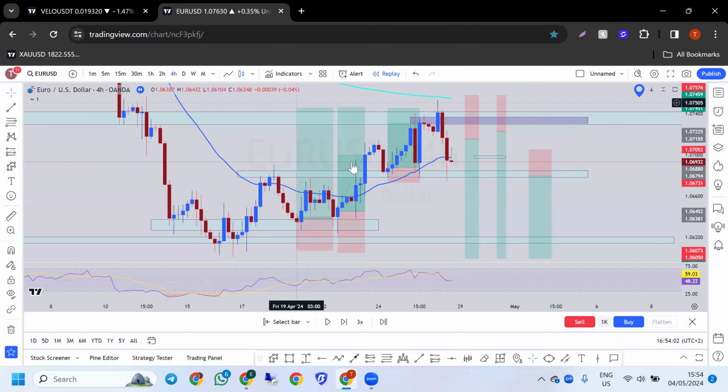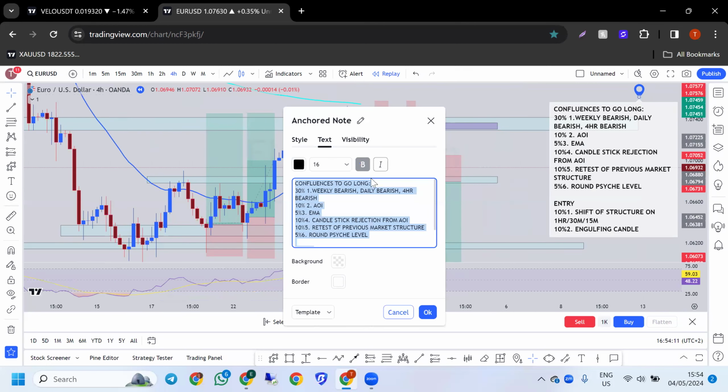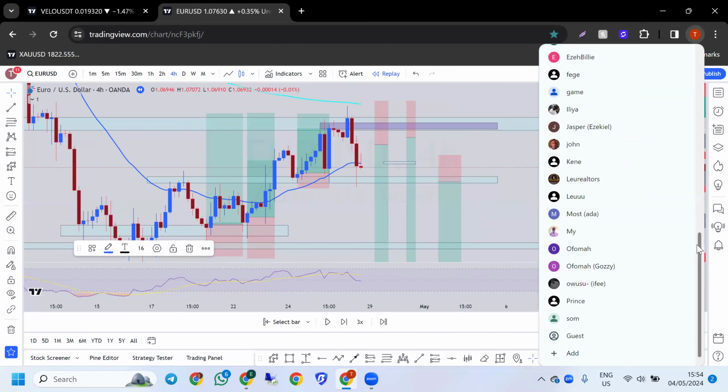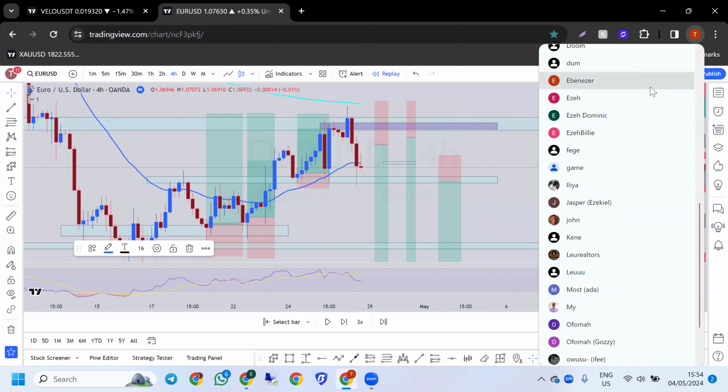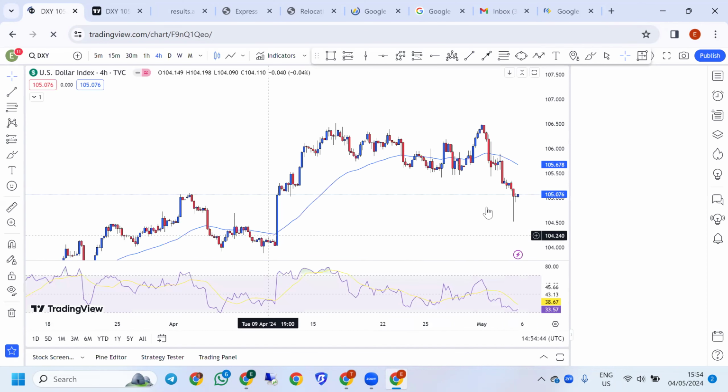Now on Monday, you can see our confluences to go short. There should be confluences to go short, like this is not where I marked up this chart last week, because everything should be there. Let me check. Okay, maybe that's not where I marked the chart. Wow.